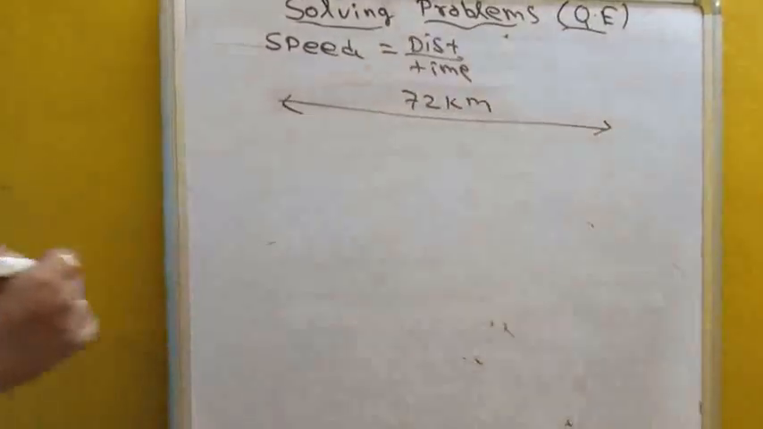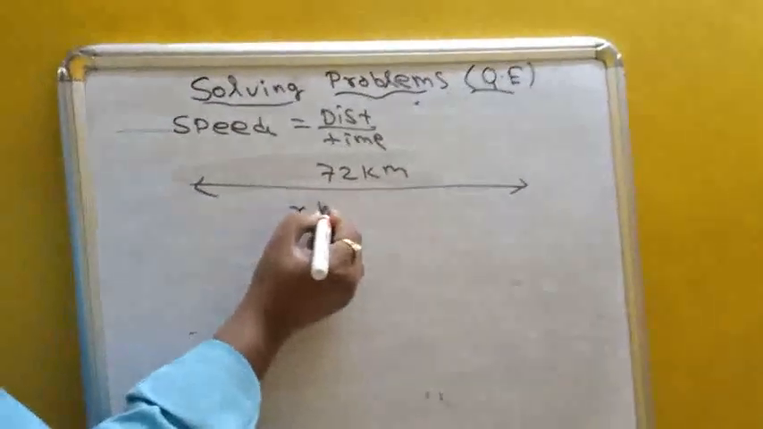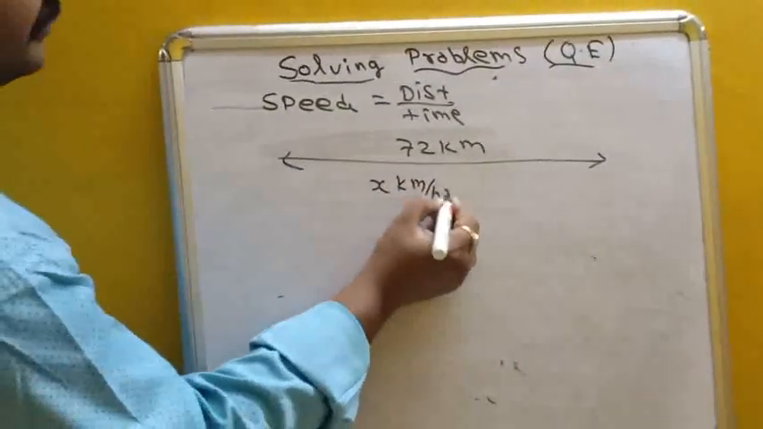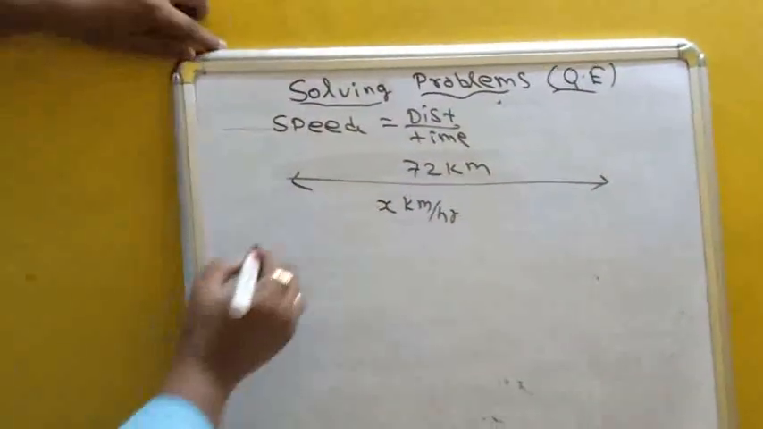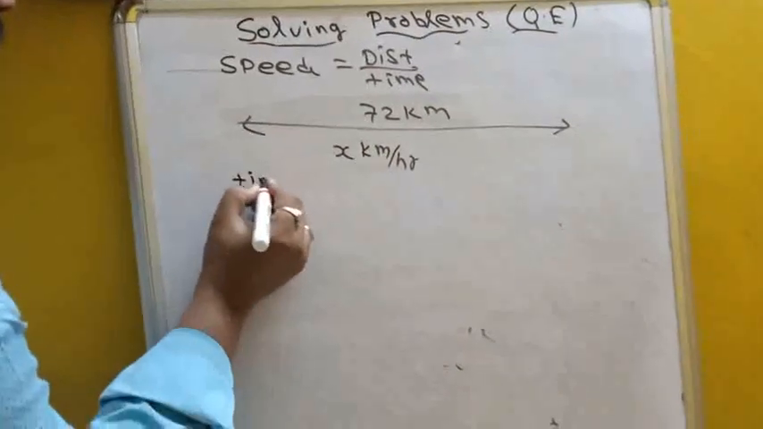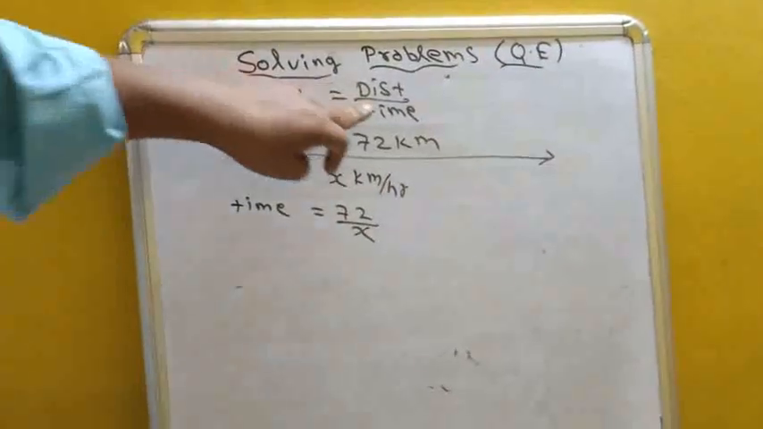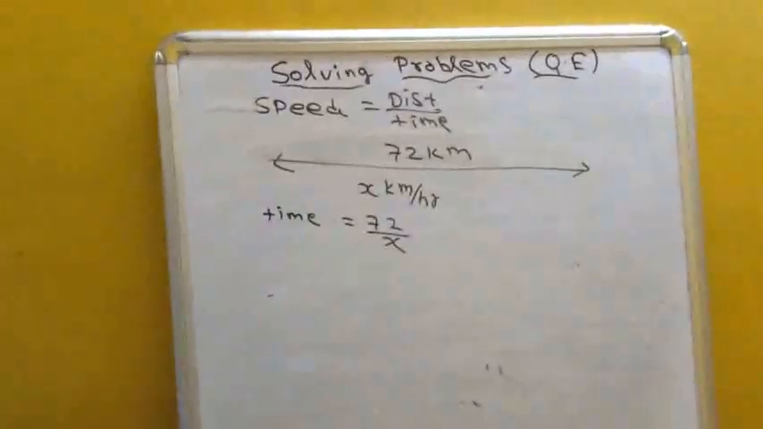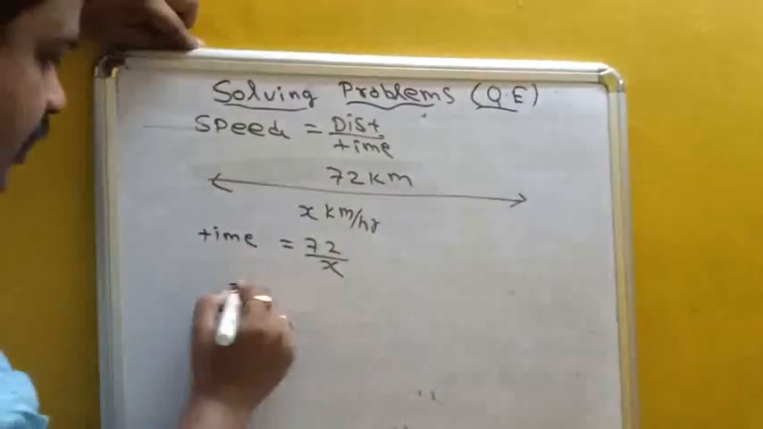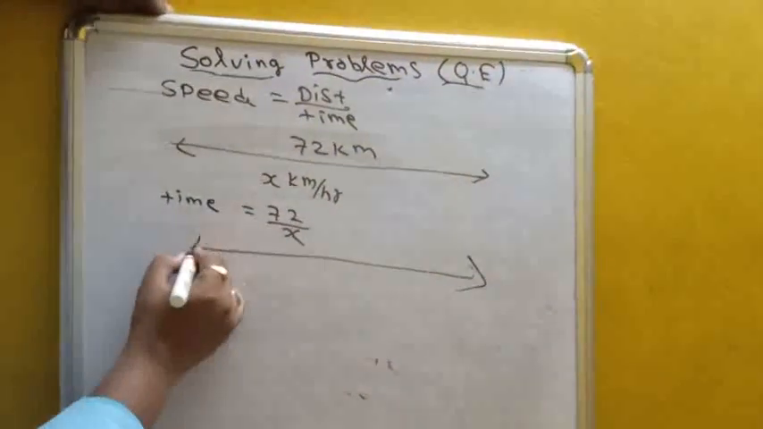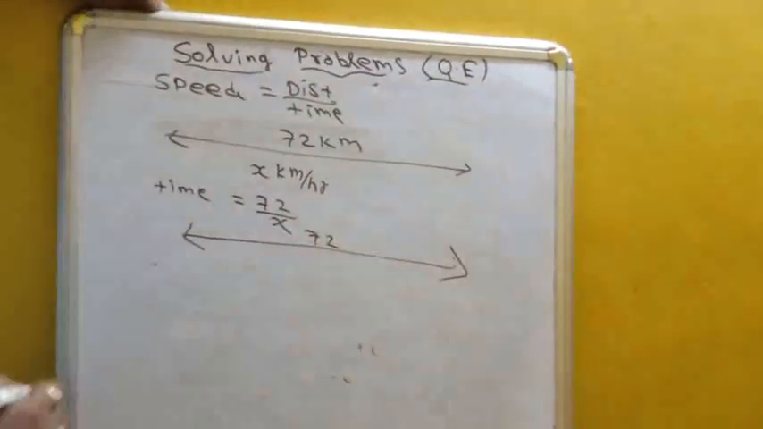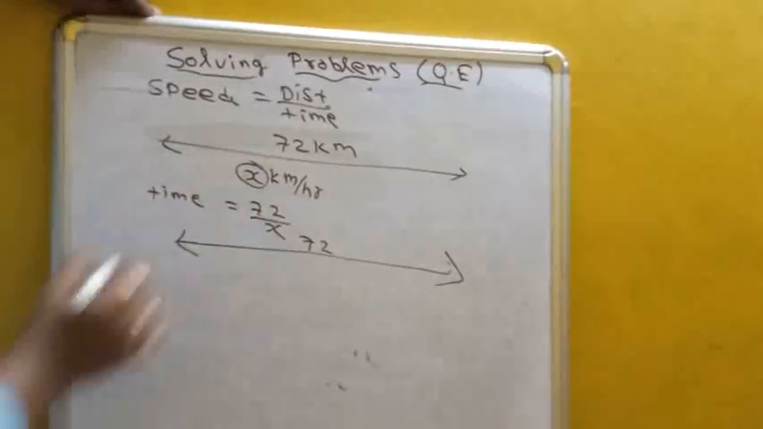A car is moving at x km per hour. Then time taken equals how much? Time equals 72 divided by x. Time equals distance by speed, I have taken. Next, what did he tell? He told that for the same distance, 72, he changed the speed.